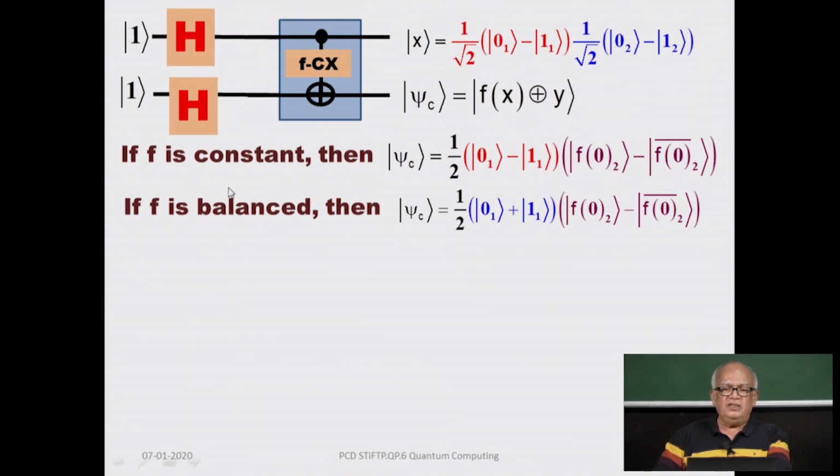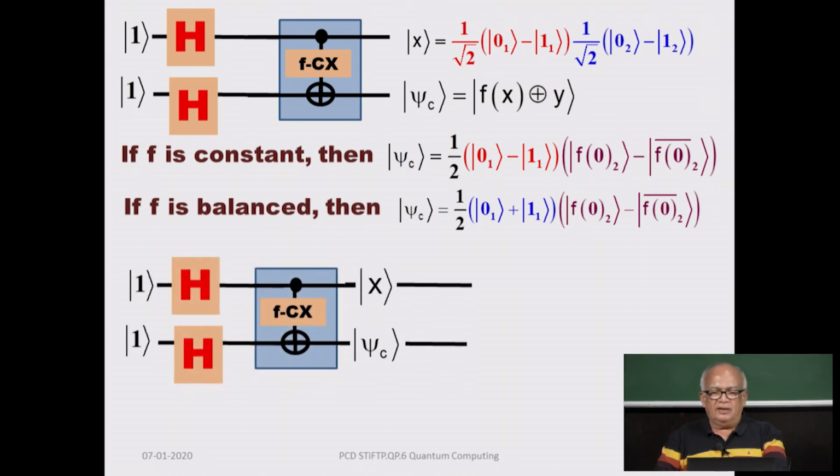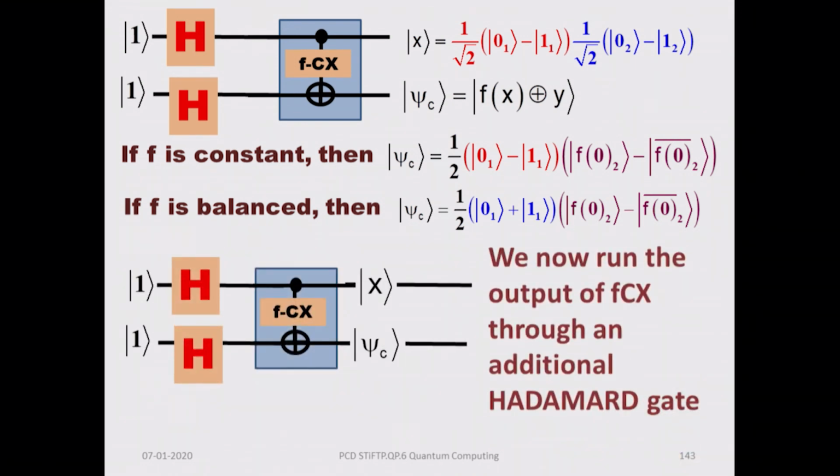So, for constant f you have this state which has got the minus x state and this has got the plus x state. The other factor for the second qubit is the same unknown. It is unknown, but whatever it is, it is not an arbitrary unknown, it is the same unknown. And that is a great advantage, because now what we can do is run this output from the function control not through a Hadamard.